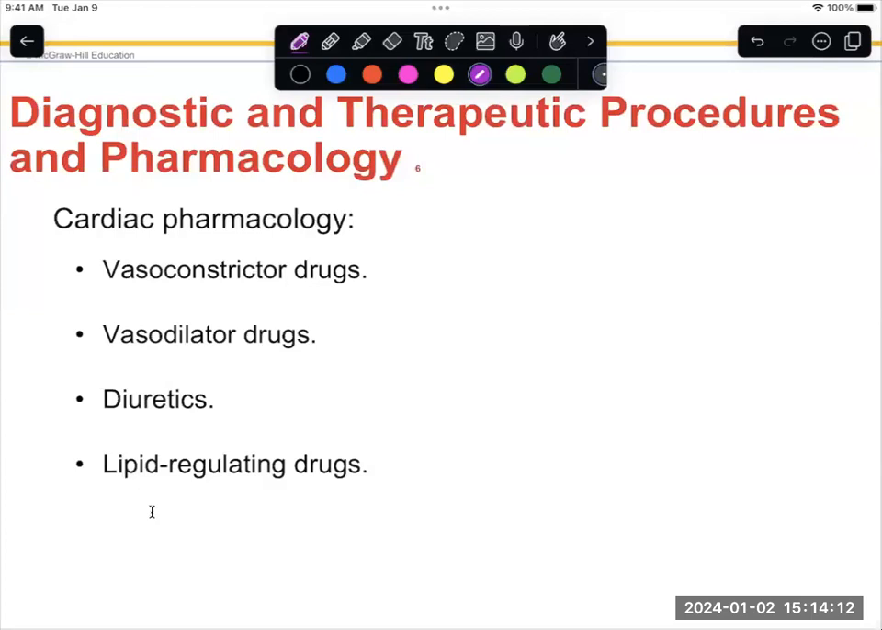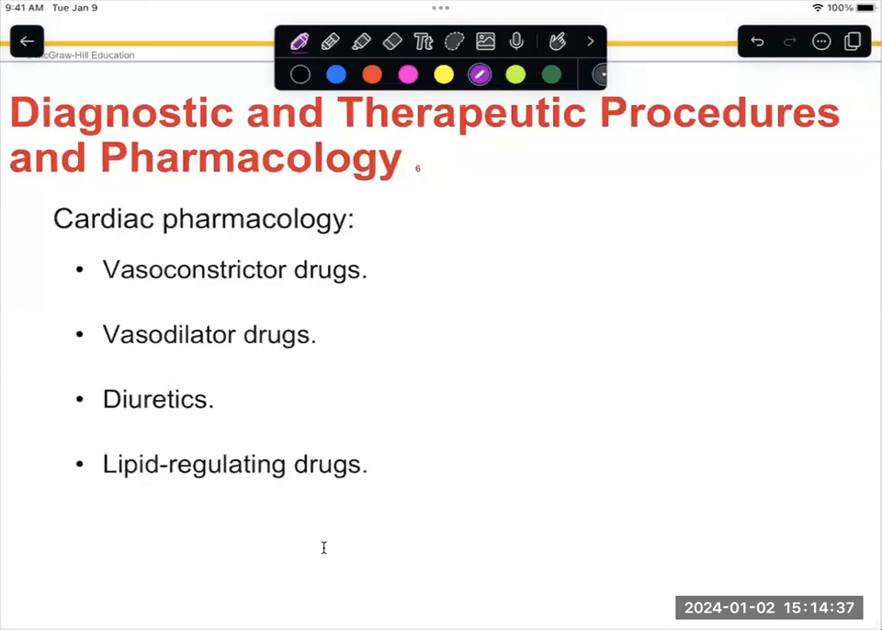There are also diuretics. Diuretics have an indirect effect on the heart because they cause you to lose more water through urine production, so it increases urine production by decreasing the fluid volume of your blood.